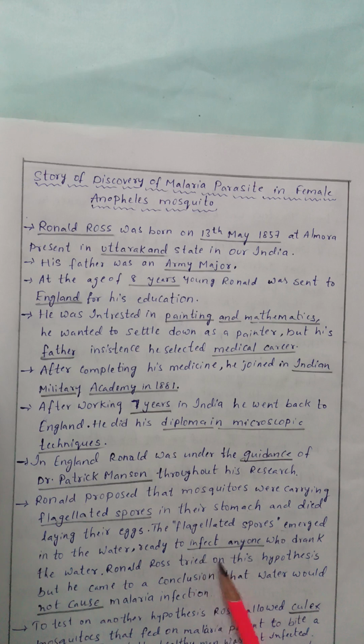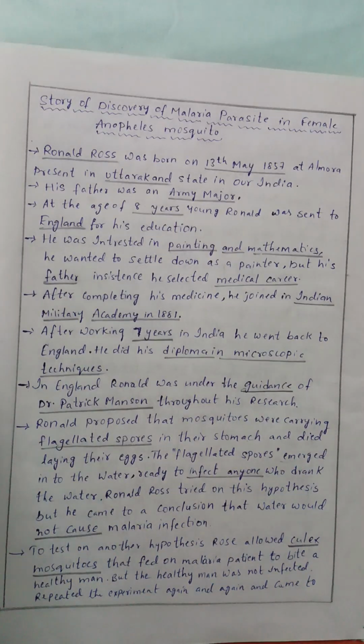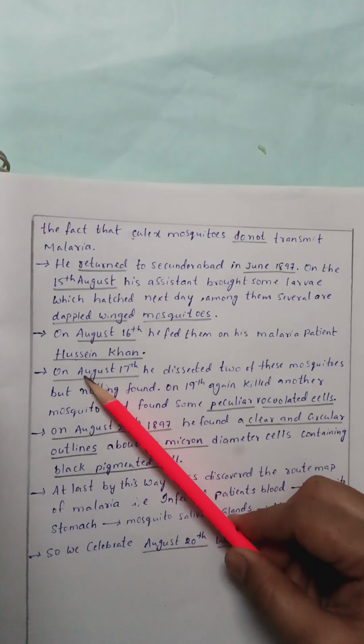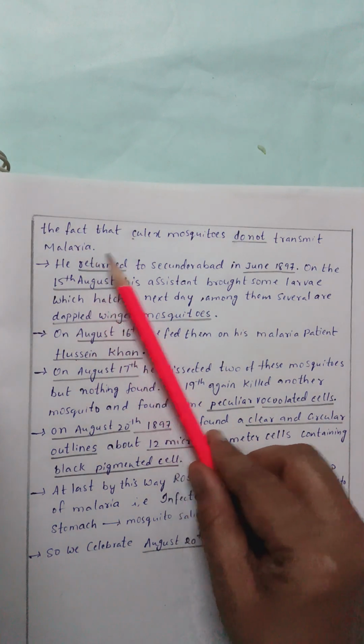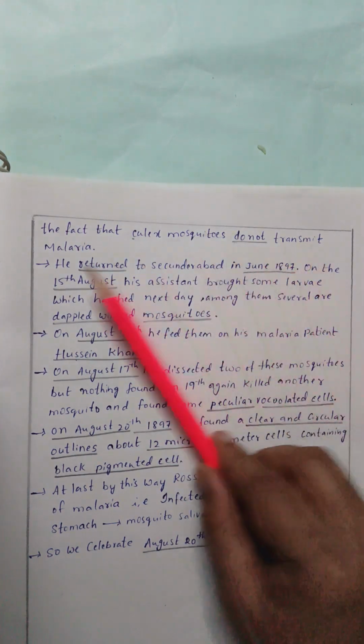Ronald Ross tried this hypothesis, but he came to a conclusion that water would not cause malaria infection. To test another hypothesis, Ross allowed Culex mosquitoes that fed on a malaria patient to bite a healthy man, but the healthy man was not infected. He repeated the experiment again and again and came to know the fact that these mosquitoes do not transmit malaria.